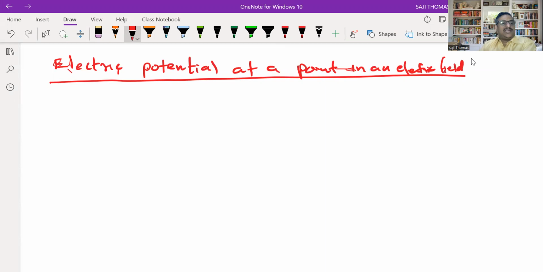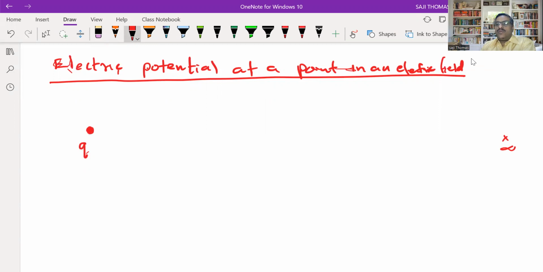Imagine a positive charge. This is a positive charge. I name it as Q. Surrounding the charge, electric field is there. So you know what is electric field? It is a region around a charge where another charge can experience force. So around this charge the electric field is there. And electric field is zero at infinity. Electric field is zero at infinite distance from the charge Q.